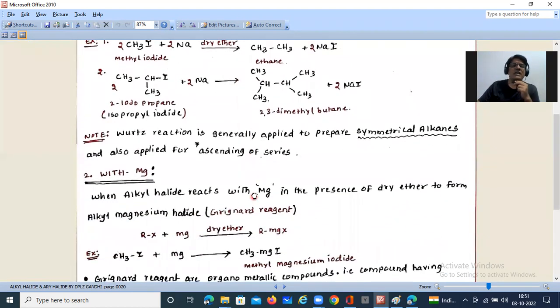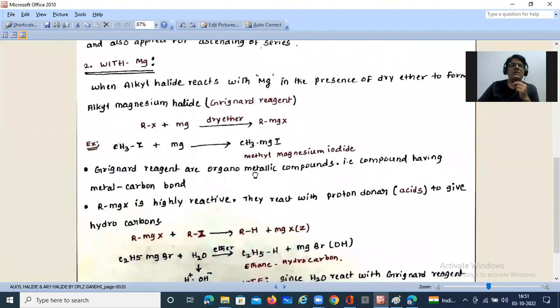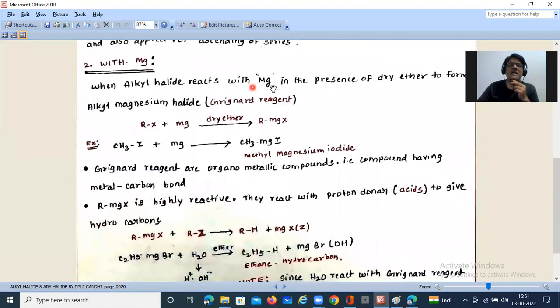Next, go to the second one, with magnesium. When alkyl halides react with magnesium metal in the presence of dry ether, it forms RMgX. That means alkyl magnesium halide is nothing but what? Grignard reagent. Let's go for a live example. When methyl iodide reacts with magnesium, it gives methyl magnesium iodide.